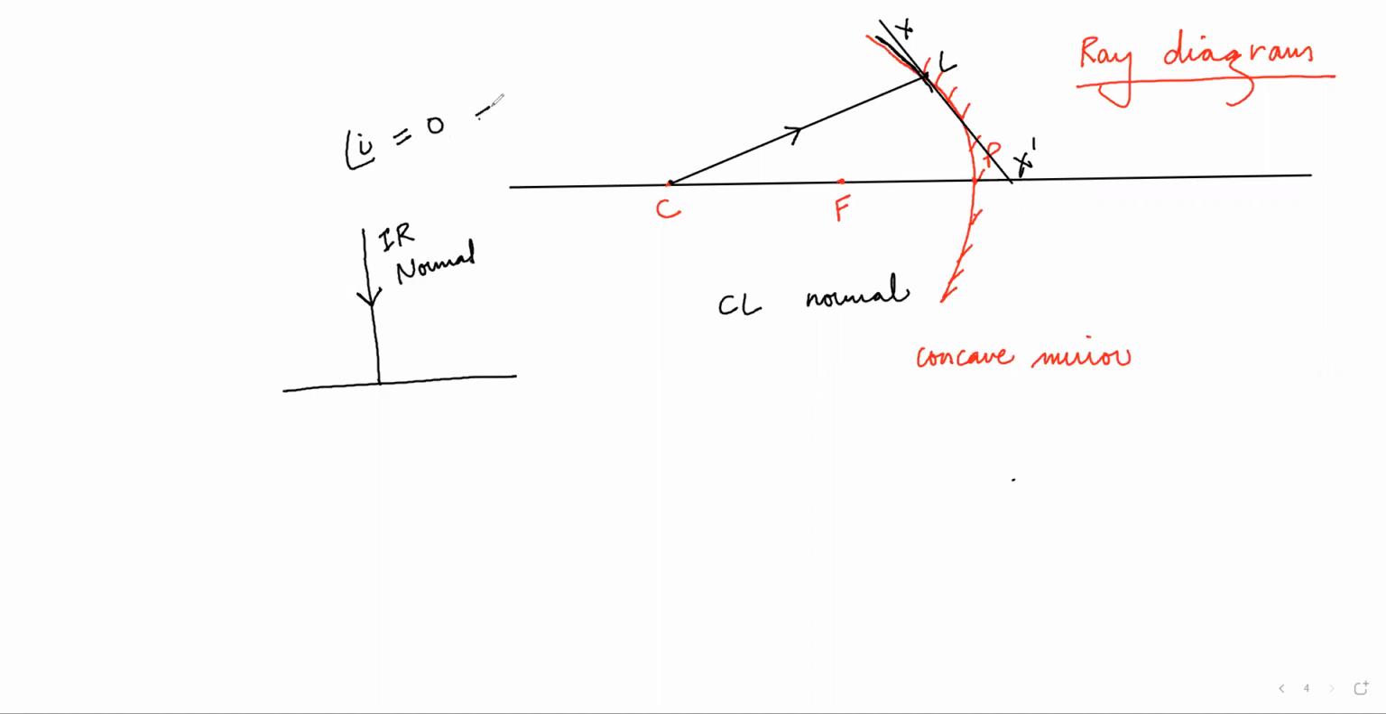That means according to the law of reflection, the angle of reflection should also be 0. That means if the incident ray is along CL, the normal, the reflected ray will just retrace the same path. Beautiful. We learned one thing: we have already learned the ray diagram when the ray is originating from C. All right, this is clear.